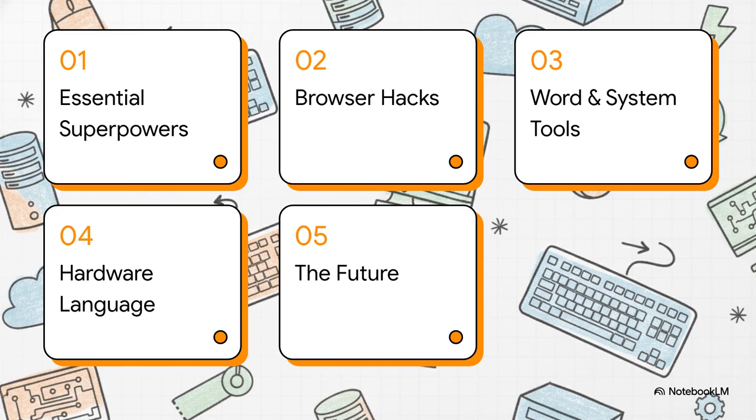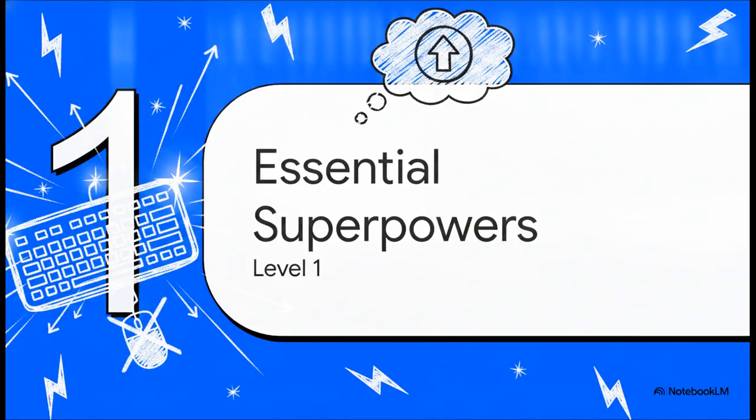So here is our roadmap for leveling up today. We have 5 sections. We're starting with essential superpowers, moving into advanced browser hacks, and then tackling word and system tools. After that, we'll decode hardware language, and finally, take a quick glimpse into the future of tech. All right, level 1, essential keyboard superpowers.